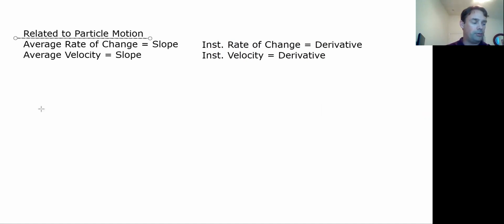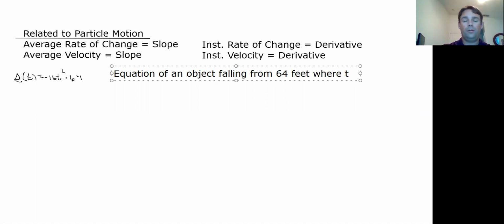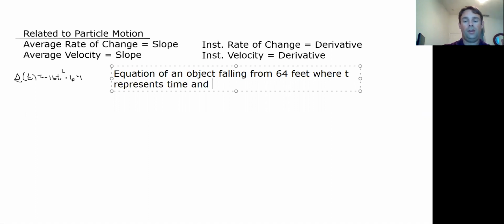Well, let me give you the equation of a function, and we'll put in a little bit of context. So say I'm dealing with an equation like this. S of t, that's a cursive S, by the way, equals negative 16t squared plus 64. What we got going on here with this equation is this is the equation of a falling object falling from 64 feet, where t represents time, and S of t represents feet.